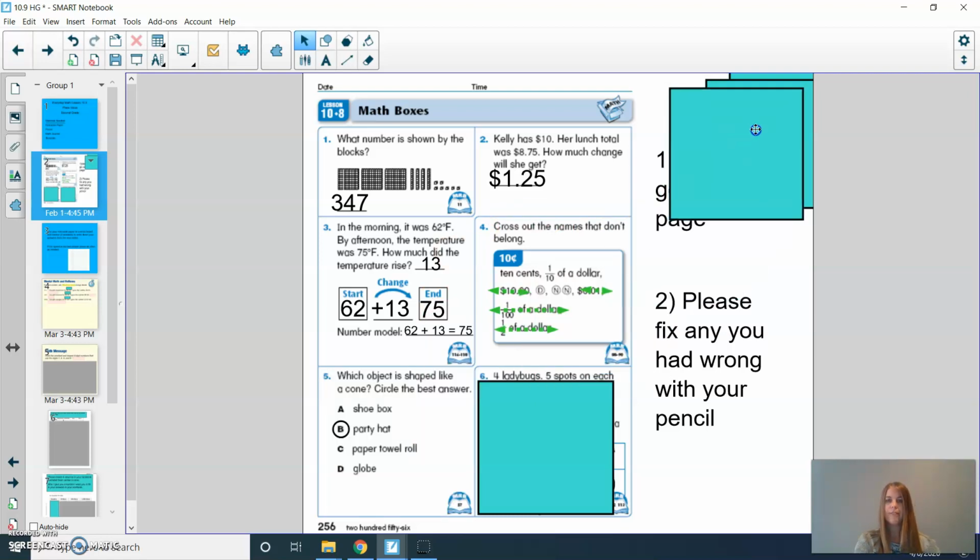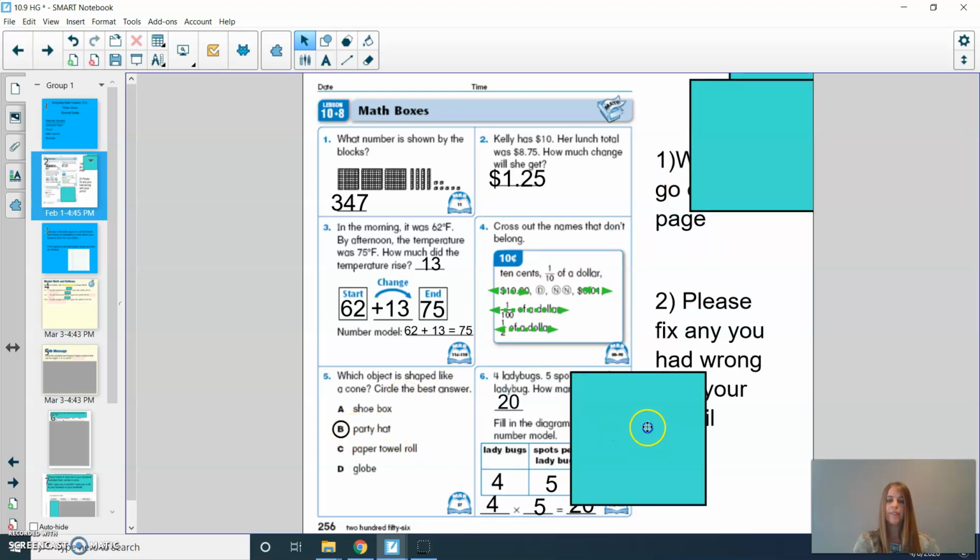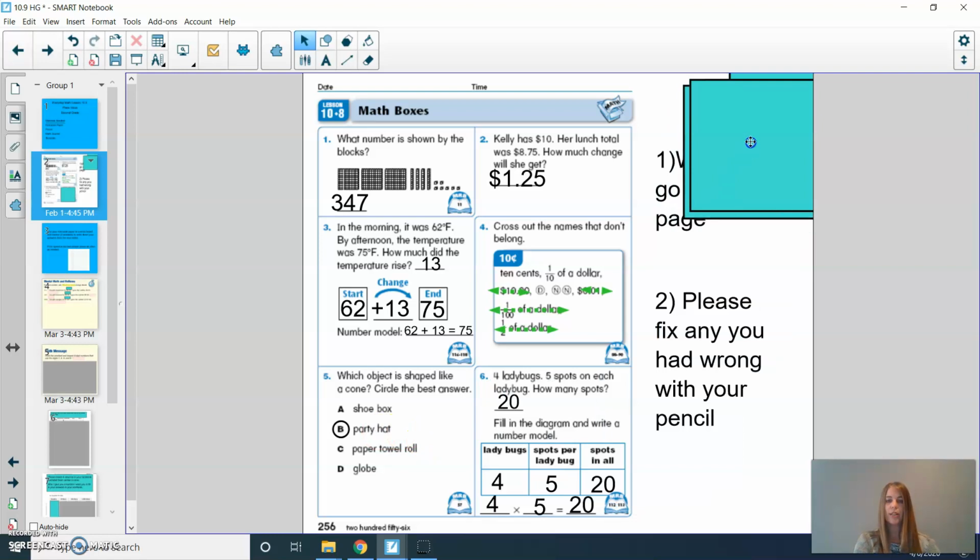For question number 5, which object is shaped like a cone? And you should have B, a party hat. For question number 6, 4 ladybugs, 5 spots on each ladybug. How many spots? Fill in the total, or fill in your diagram, and you should have had a total of 20. 4 times 5 equals 20. So again, boys and girls, double check, make sure that you have all of these correct, and if any are wrong, please fix those mistakes.